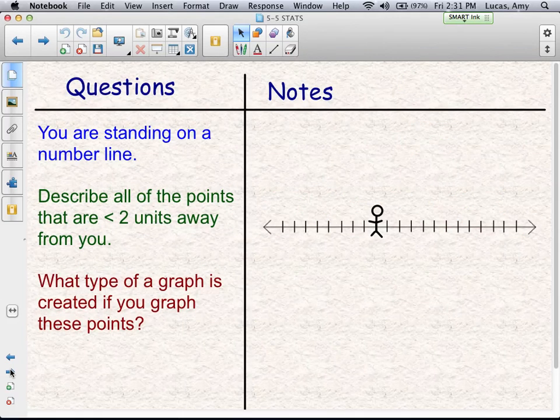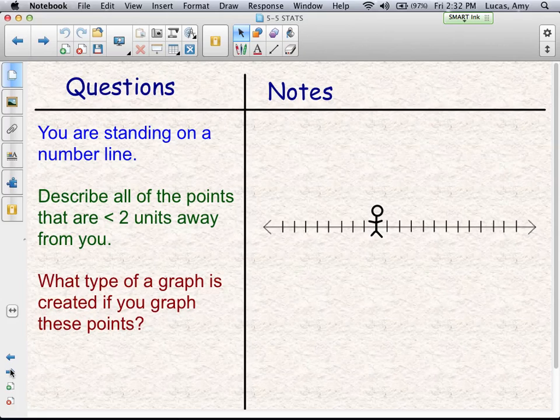To try to help you understand the effect that absolute value has on an inequality, I want you to imagine that you're standing on a number line, and I want you to think of how you could describe all of the points that are less than 2 units away from you on that number line. So less than 2 units away from you. Remember that absolute value is a distance, and we said distance is always positive back in chapter 1. The distance away from you could be to the right or to the left though.